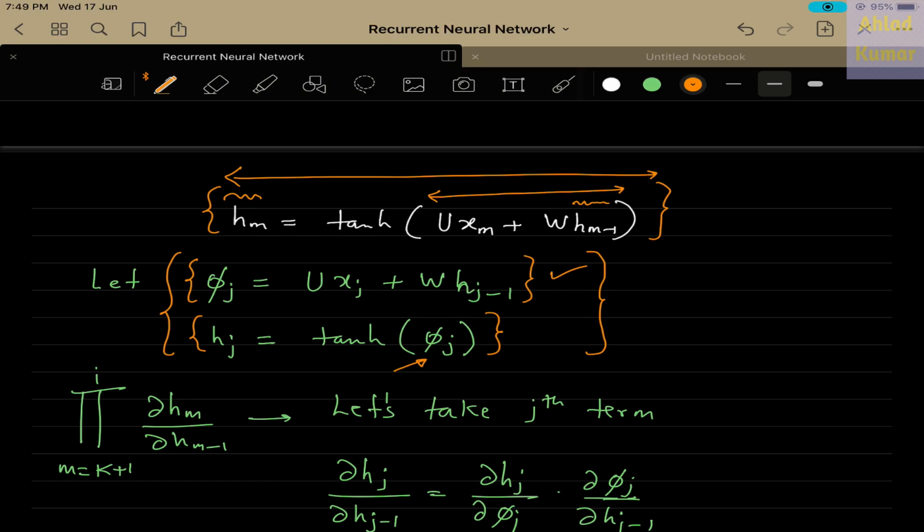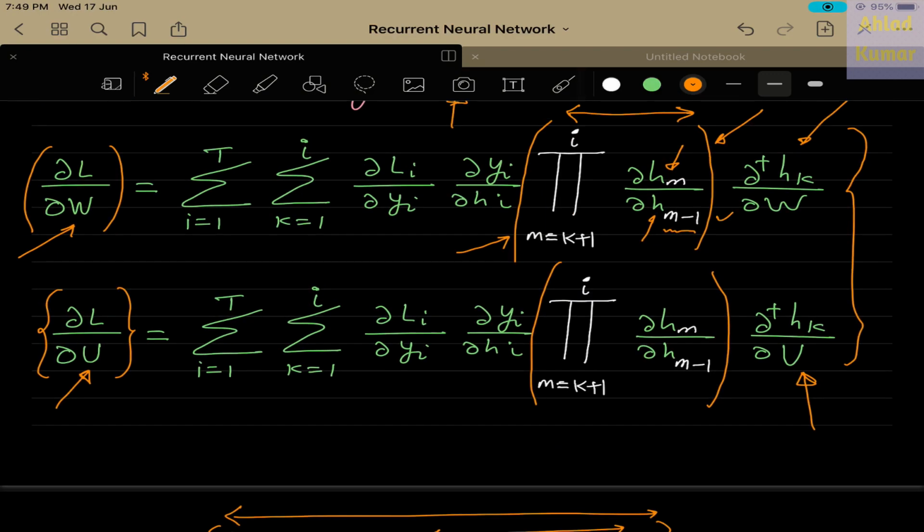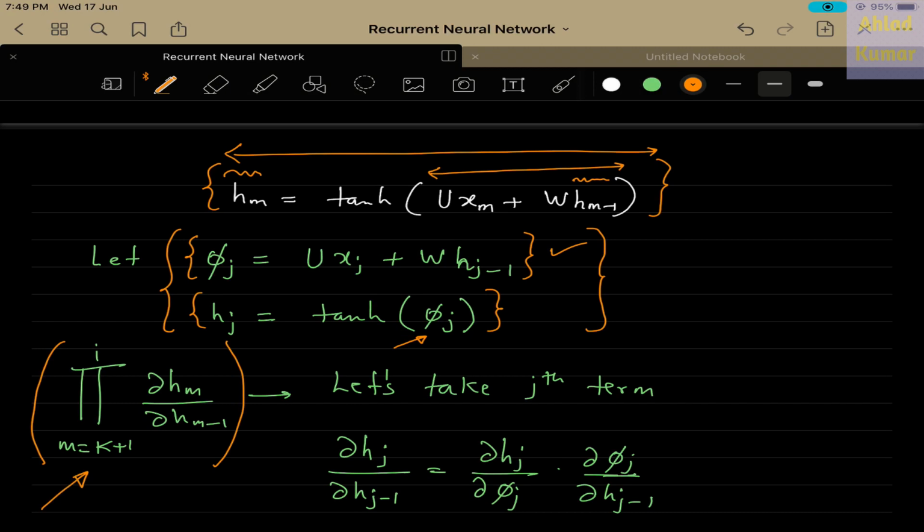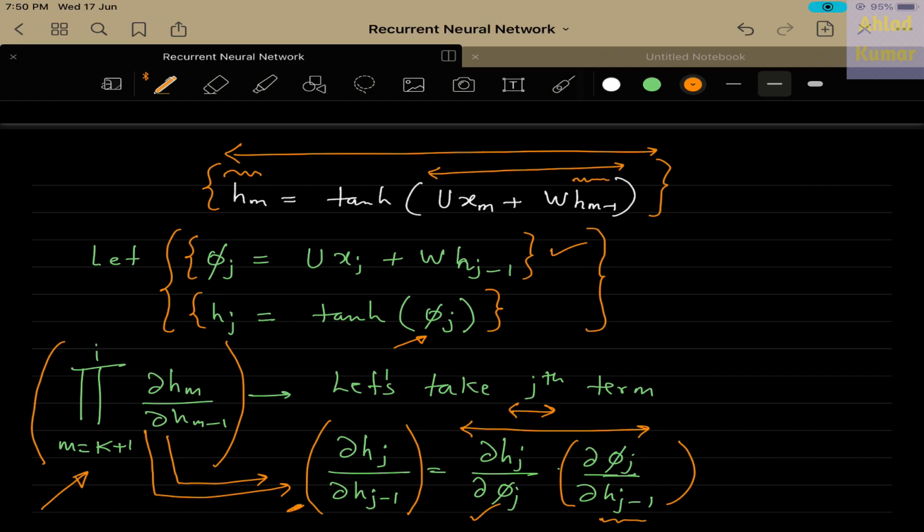As you know, we have copied this equation over here. Let us take the jth term involved in this product. The jth term will be the partial derivative of hj with respect to h of j minus 1. This is one of the terms in this product. What we can do is write this in this form: the derivative of hj with respect to phi j, and then the derivative of phi j with respect to h of j minus 1.